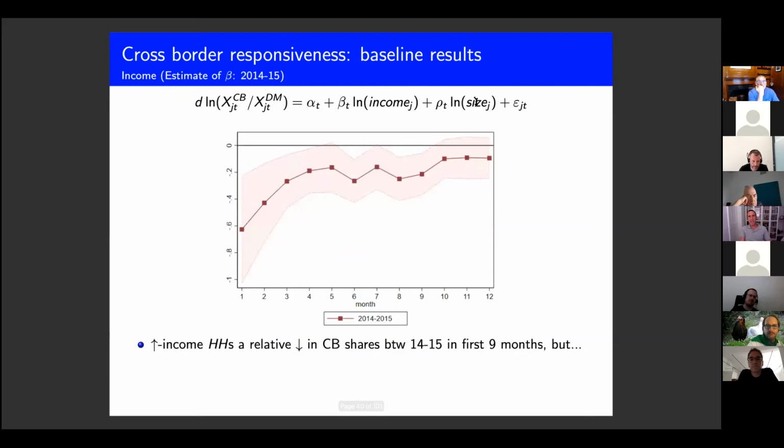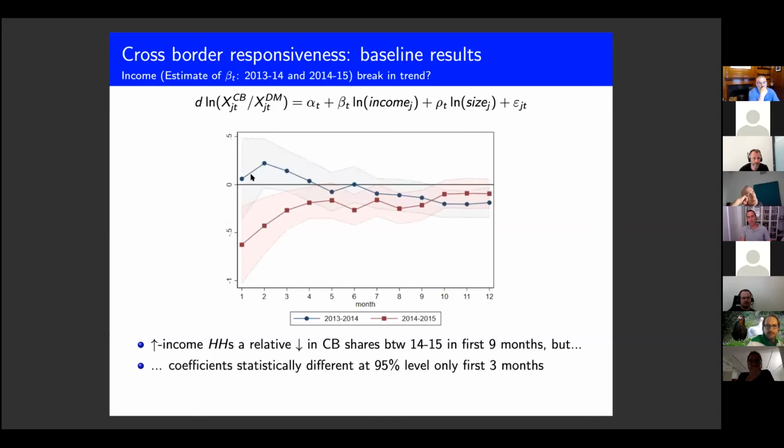In terms of income, we do see the same pattern: lower income groups and higher income groups increase CV shares by less, especially in the first 9 months. So that's consistent with the fact on imports and with the within-country fact that George was mentioning.